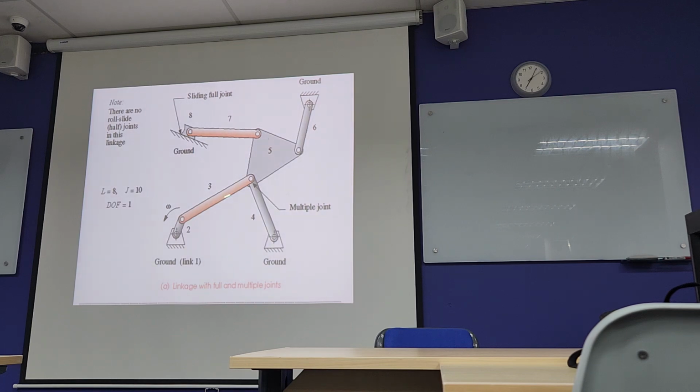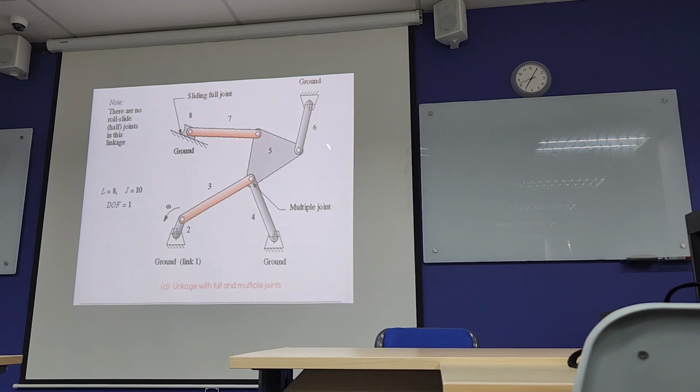Now for example, you can have a look here. There are pin and multiple joints here. Now this is basically a mechanism. You can see there's a sliding joint here, and this is the ground. For all mechanisms, ground is considered as one link. So ground is considered as link 1. Though it is connected here and here, it is connected with the ground, we only consider it as one ground link.